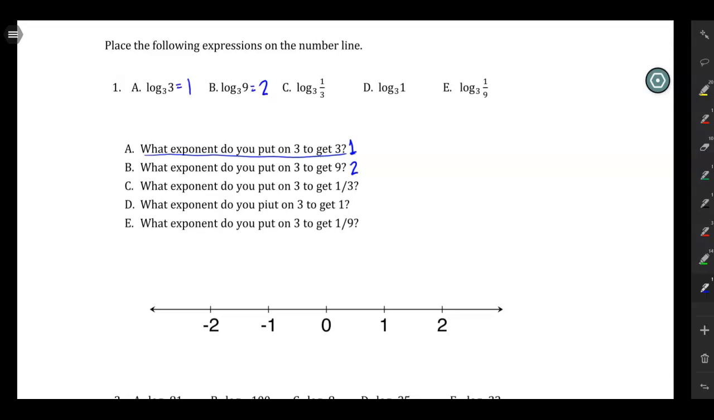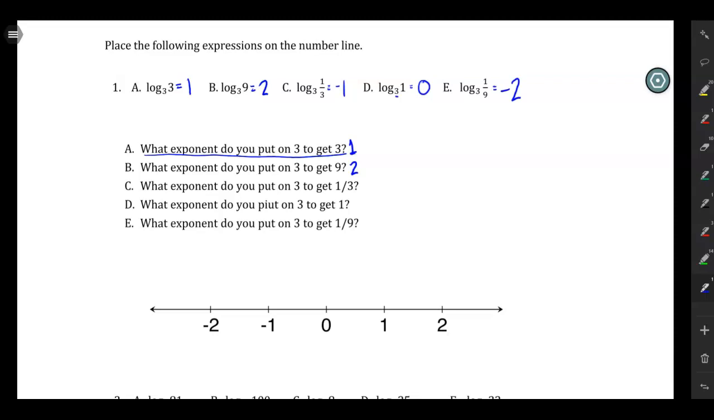So what exponent do I put on this 3 so that I get 1/3? To get from 3 to 1/3, I'm going to have to have a negative exponent. It's going to be -1. And then what exponent do I put on 3 to get 1? 0. 3 to the 0 power is 1. And then what exponent do I put on 3 to get 1/9? I know that 3 to the second power is 9, and since it's on the bottom of a fraction, it's going to be a -2.